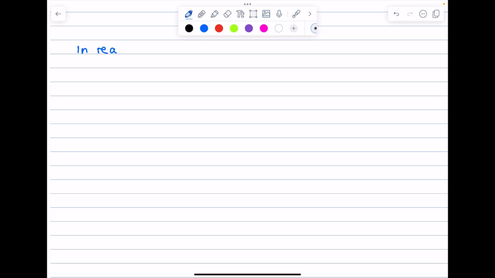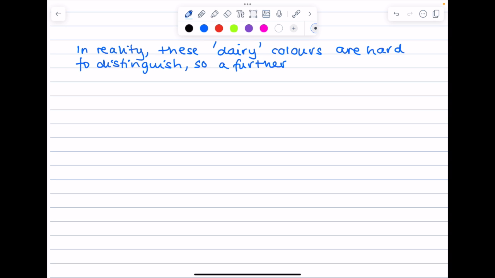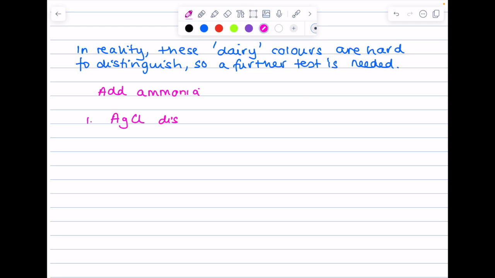In reality, however, these dairy colours are hard to distinguish. So at A level, a further test is needed. You add ammonia, and what you find is that when you have silver chloride, the silver chloride dissolves in dilute ammonia according to the following equation.